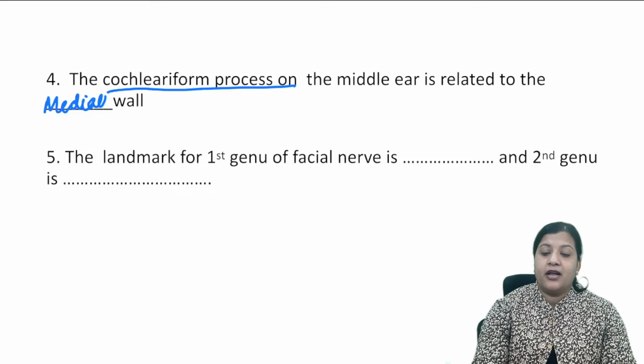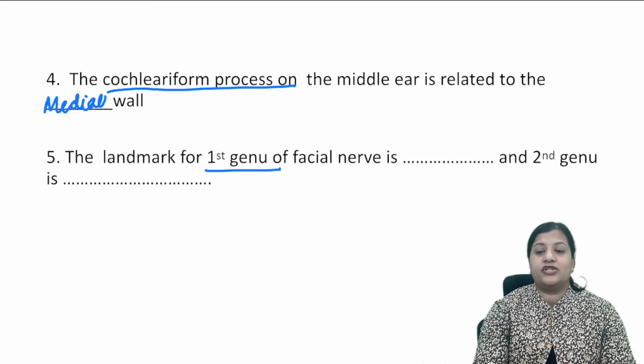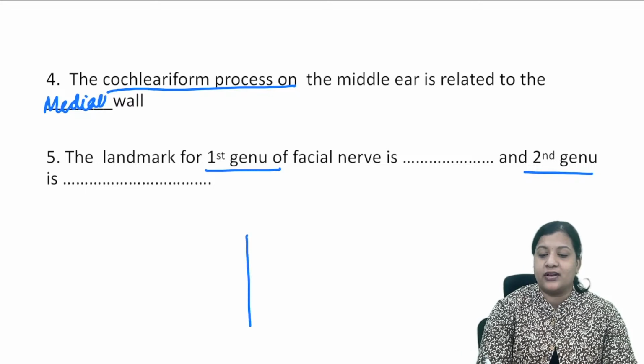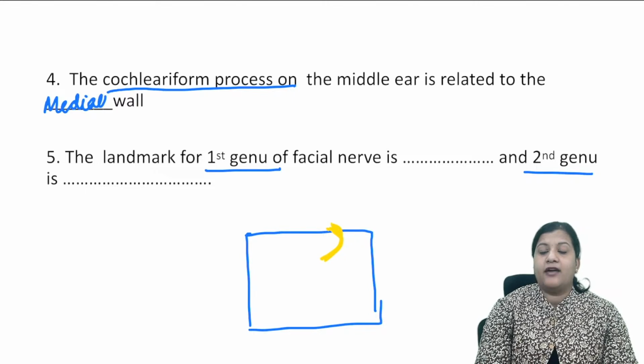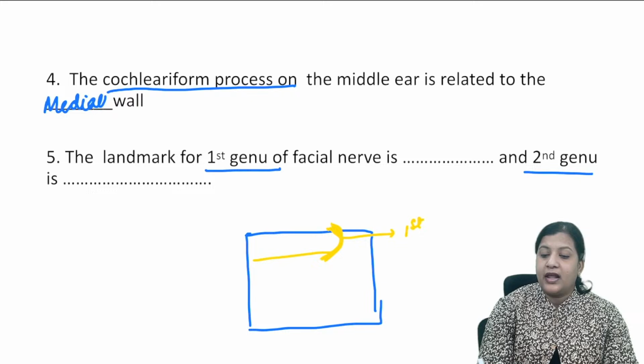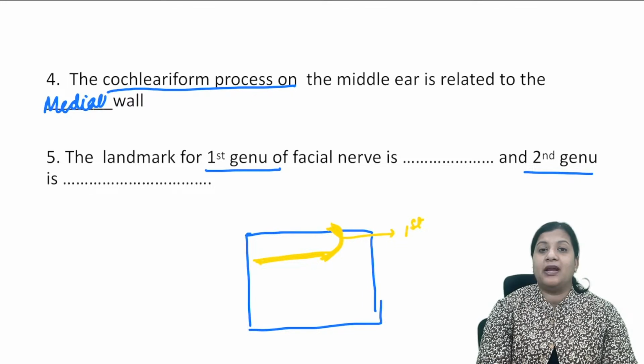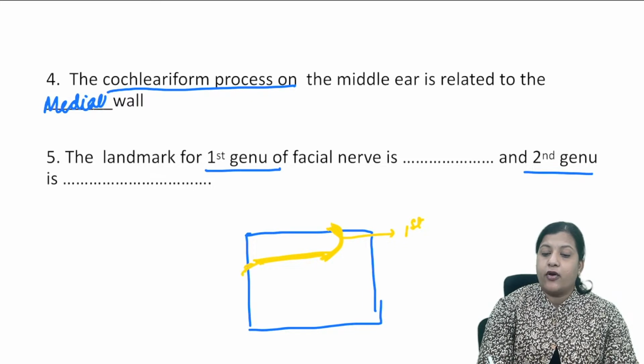What is the landmark for the first genu of the facial nerve and the second genu of the facial nerve? Again, a very important question. The facial nerve enters from the inner ear to the medial wall of the middle ear, and when it does so, it takes a turn, which we call the first genu. Then it runs horizontally on the medial wall of the middle ear, and from there it takes a turn and goes to the posterior wall.